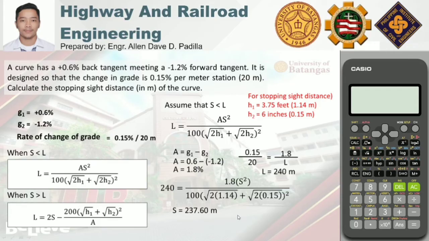So, ganito yung gagawin nyo. Once na makuha mo yung value ng S, i-compare mo siya sa value ng L. So, ang nakuha nating relationship, S, which is 237.6, is less than L, which is 240. Meaning, tama yung assumption natin. Okay, so ito na yung ating final answer. Pero kapag ang lumabas dyan is, halimbawa, ang lumabas dito sa S mo is 250 meters, so, mali yung assumption natin kasi magiging S is greater than L. So, kapag ganun yung situation, uulitin mo lang yung solution mo using the other formula.